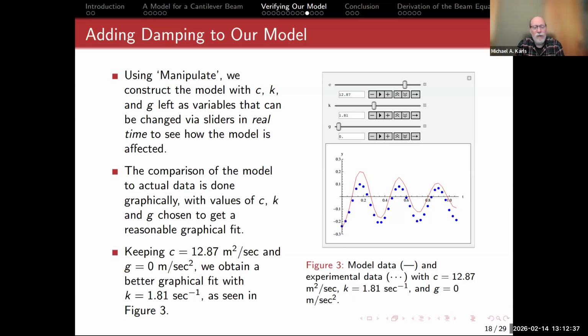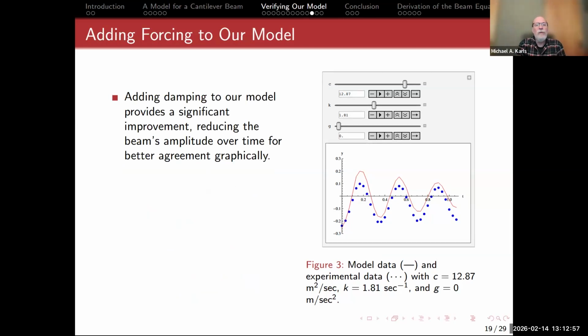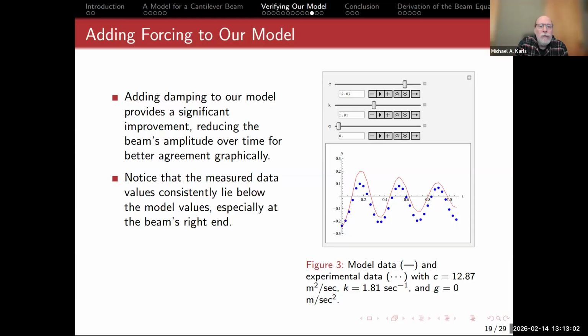And so we kept C to be 12.87 square meters per second, and let G be 0. So we didn't assume forcing at first. We got a better graphical fit with K equals 1.81 inverse seconds, as seen in our figure 3. But what should be clear is that even though we're including damping in our model, and we get a significant improvement, the measured data values consistently lie below the model values, especially at the beam's right end. So we're always overshooting the data with our model.